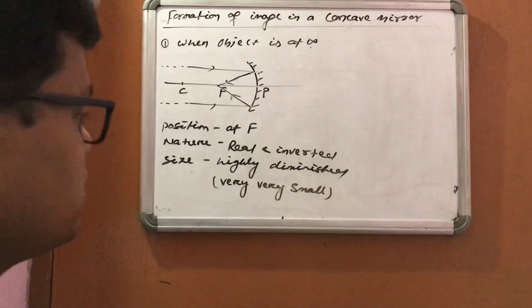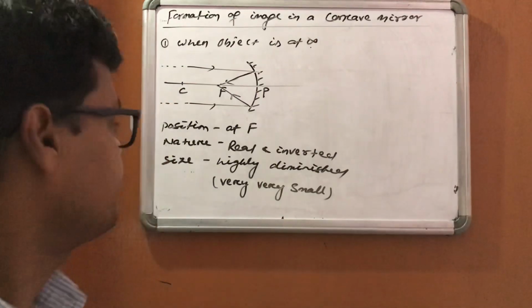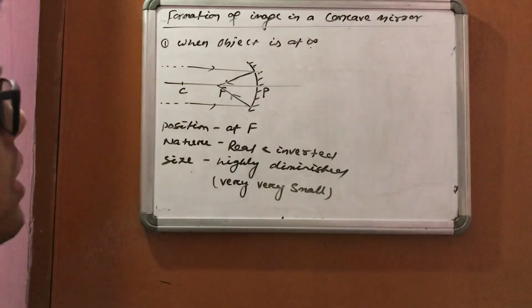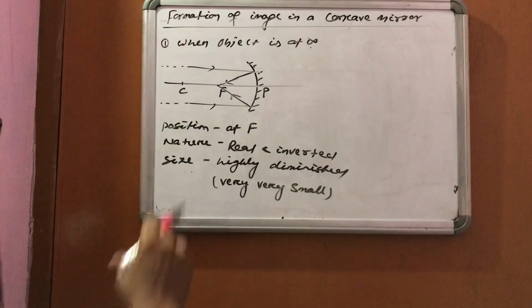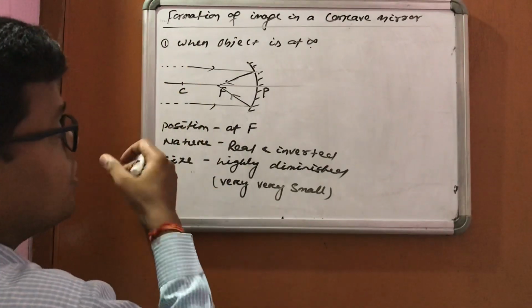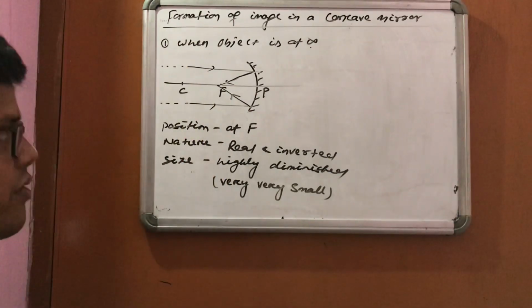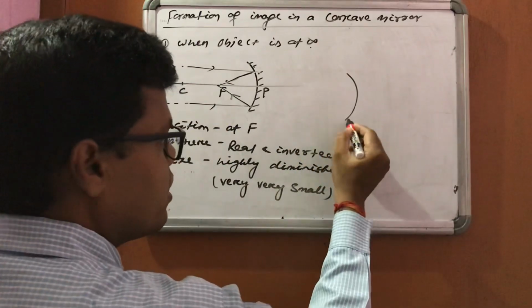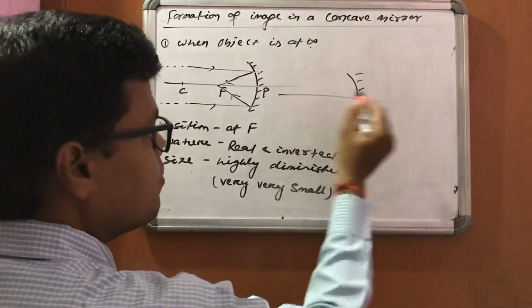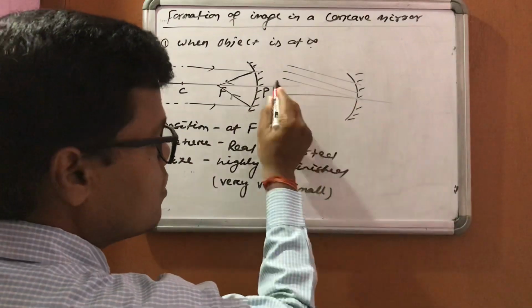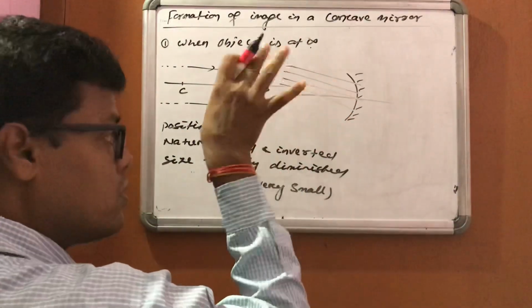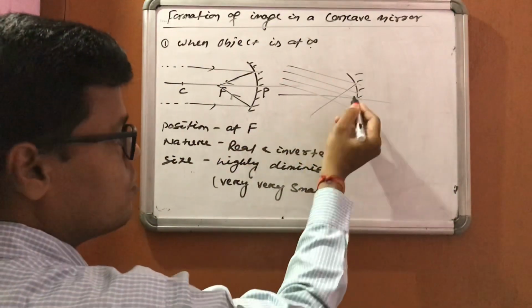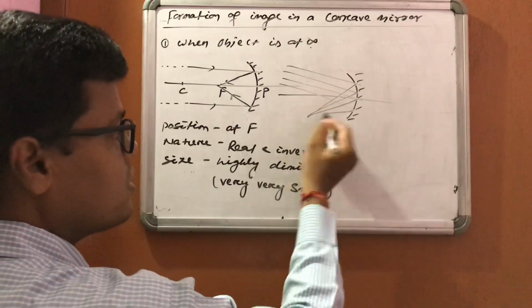Highly diminished means very, very small. So this is in case of a concave mirror. You may ask, what will happen if the light rays come parallel but not to the principal axis? Yes, in this case, if the light rays come parallel but not to the principal axis, then they also meet at a point.